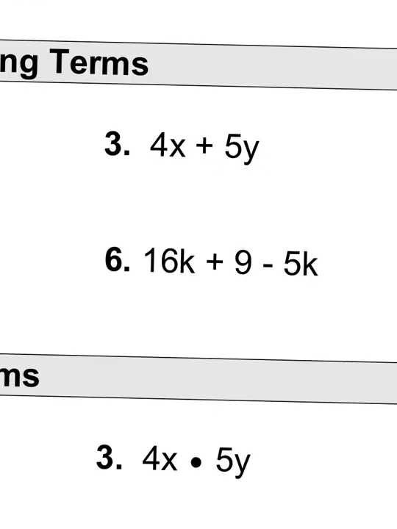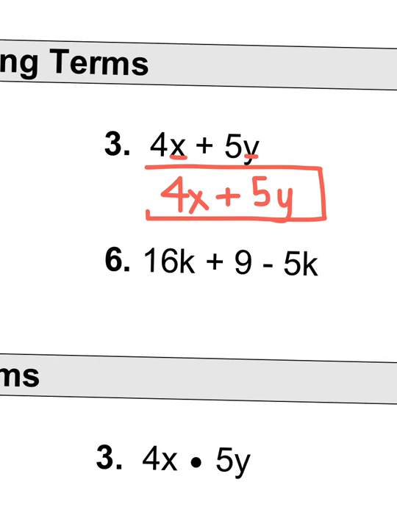In number 3, I don't see any like terms. X is a different variable from y. They are not alike. Since they are not alike, we cannot combine them. So number 3 is already in simplest form. If we combine them, it'd be like mixing lions with bunnies. It would be a hot mess. So save the bunnies and combine only like terms.